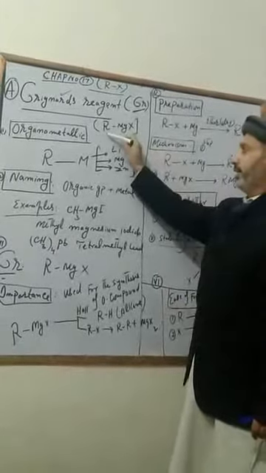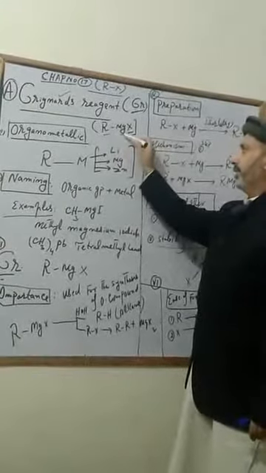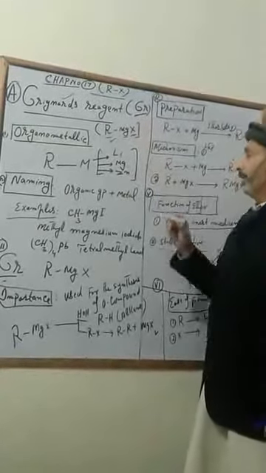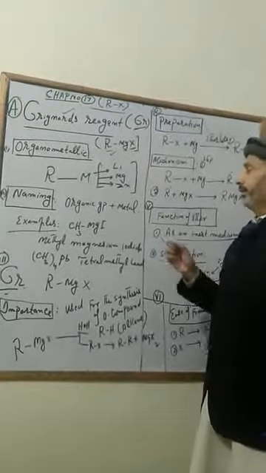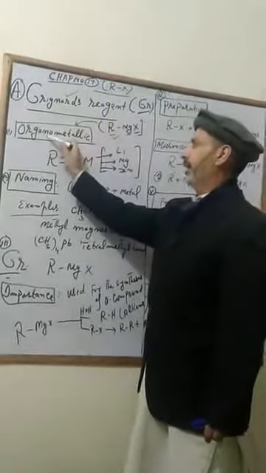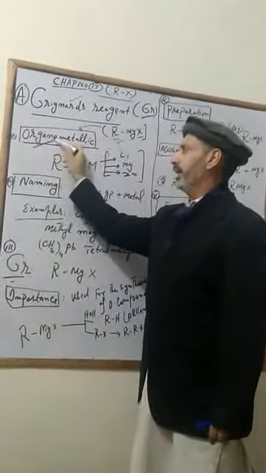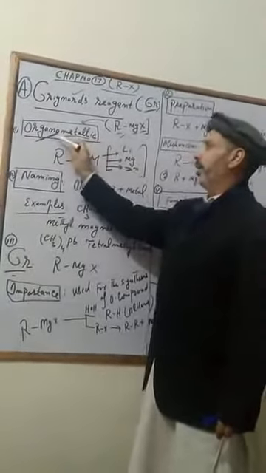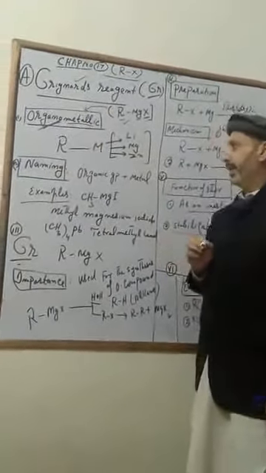This Grignard reagent is denoted by RMgX, where R is an alkyl or aryl group, Mg is magnesium, and X is halogen. These compounds are known as organometallic. Organometallic means it contains two parts: one is organic and the other is metallic. One part of the compound is organic and the second part is metallic.